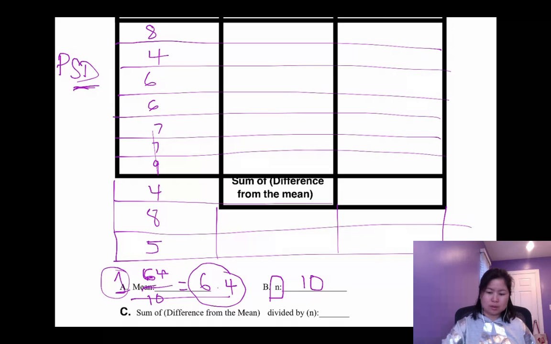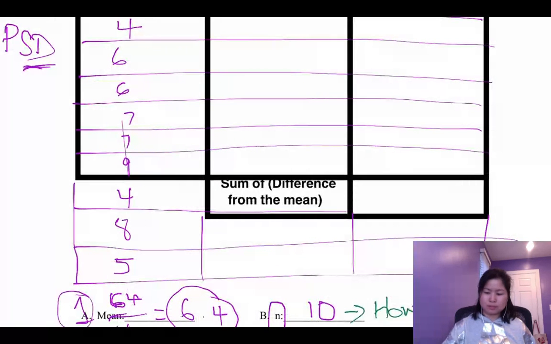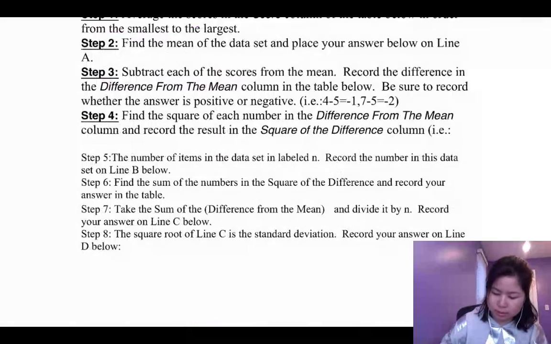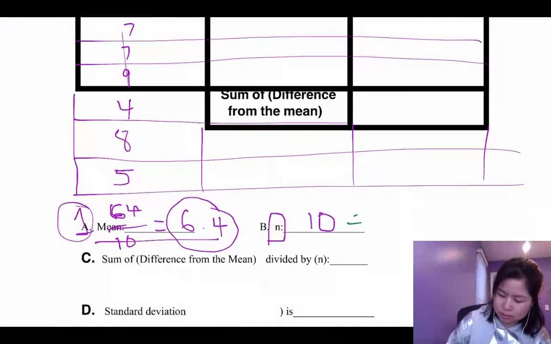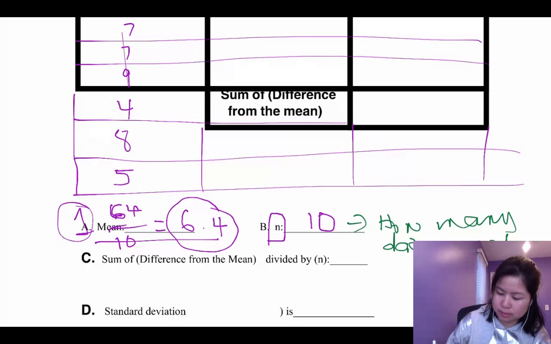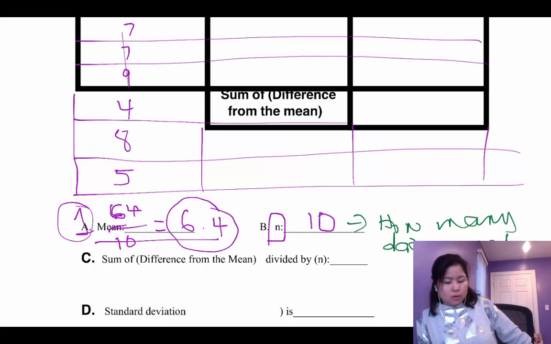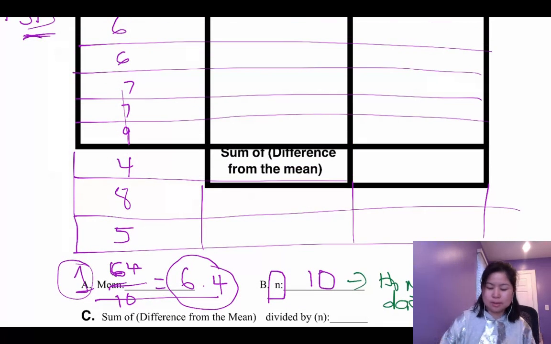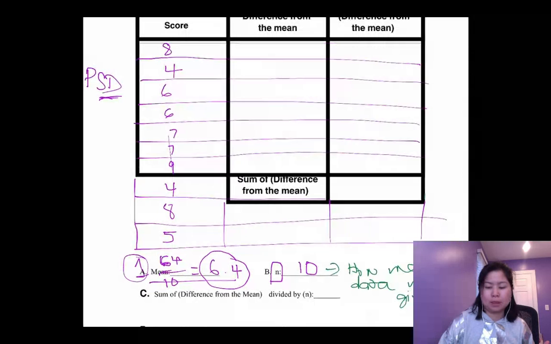So I'm going to write right here. n is how many numbers that I gave you, okay? So n is how many data was given, okay? So in this case, the 10 games, I have 10 numbers. Okay, so that's step 1. Questions so far?